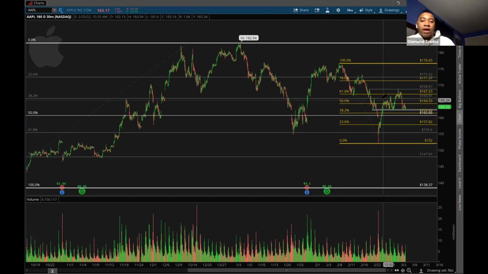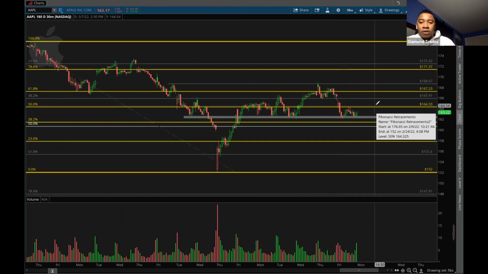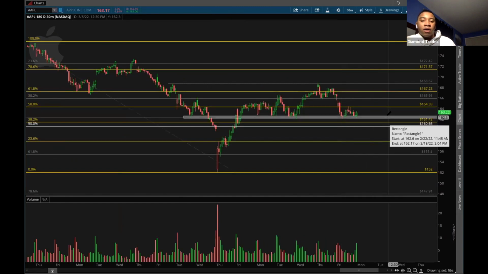And so that's how I would have the Apple done going into the week. And again, if we can't get above this 164, I would expect us to get back to this magnet down here in the 162 range.